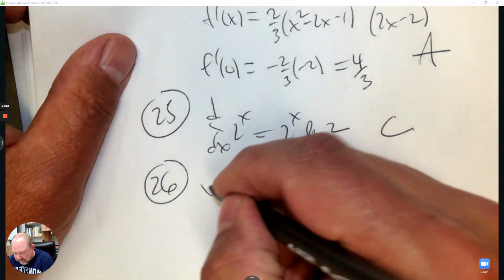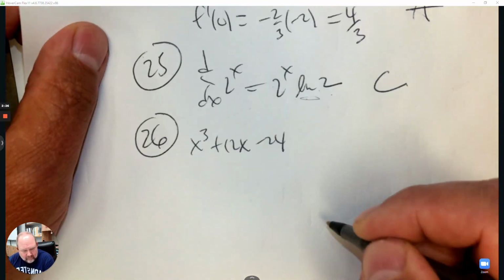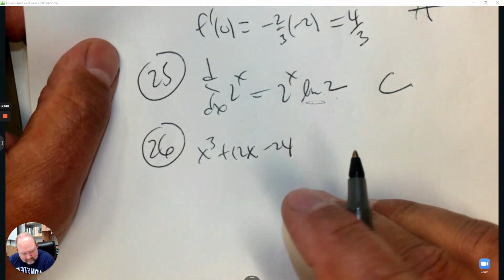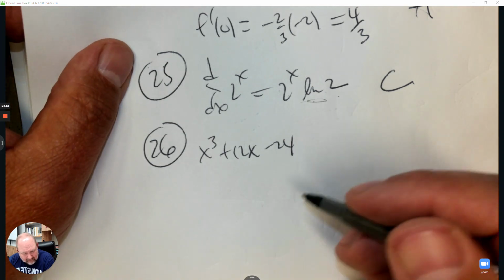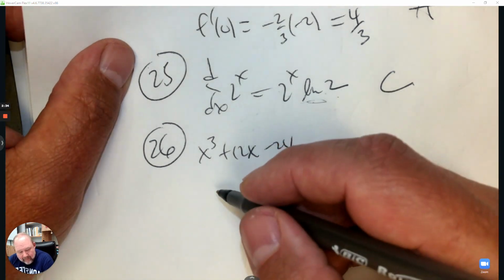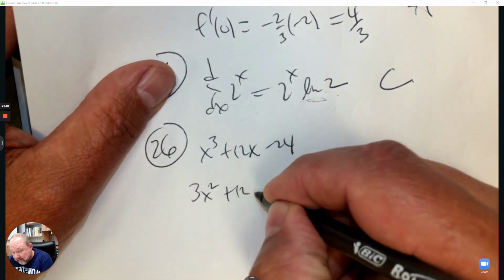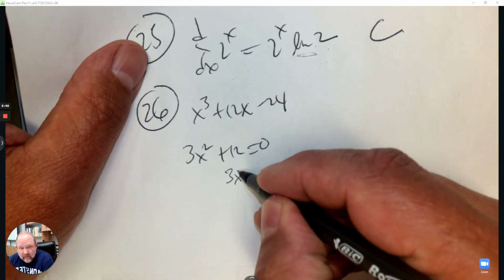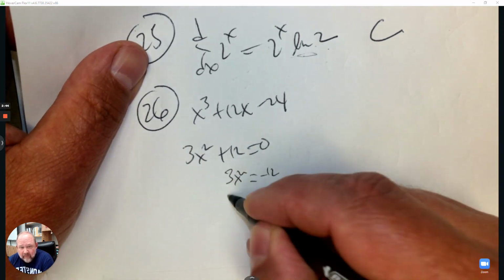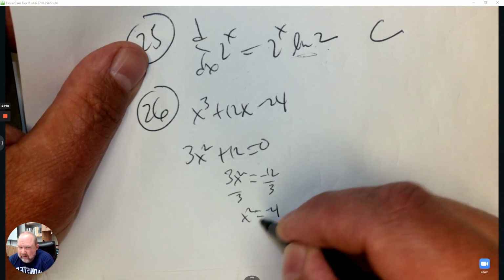x cubed plus 12x minus 24. And it talks about increasing and decreasing. So I know I'm going to have to take the derivative of this. I'm going to make it equal to 0, and I'm going to solve it. So I'm going to subtract 12, divide by 3. I get negative 4. I get no answer there.